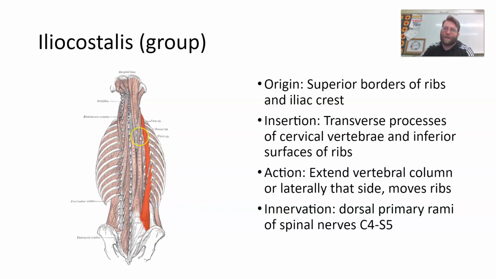And they're going to insert on the transverse processes of all your cervical vertebra and the inferior surfaces of the ribs. So it's going to like insert on the underside of all of these ribs, and it's going to go underneath here, around to the neck, kind of going deep and attaching to all of those cervical vertebrae. And so its main job is to help with extension of the vertebral column, but also allows you to move the ribs. So like if you take a deep breath and you like get really into it, one of the muscles that'll pull on the ribs to help expand the cavity is going to be that intercostal group.